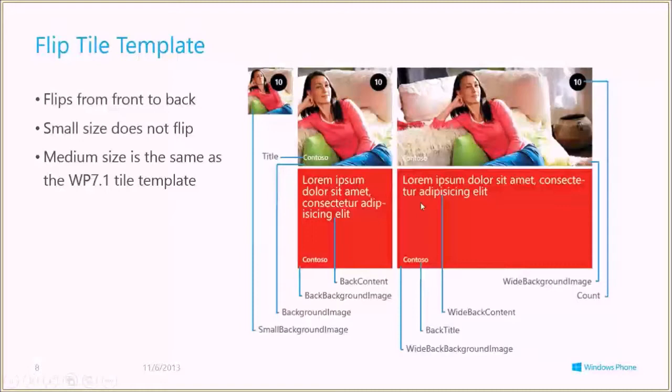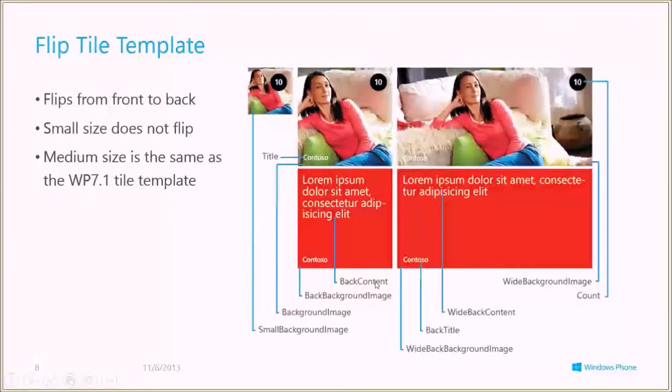And this is a breakdown of how it looks. So we've got a small background image. Whenever you create an object for a flip tile, you can fill in any of these ones in gray as a developer. You can set the small background image, you can set the background image, which is the one shown when the tile flips.